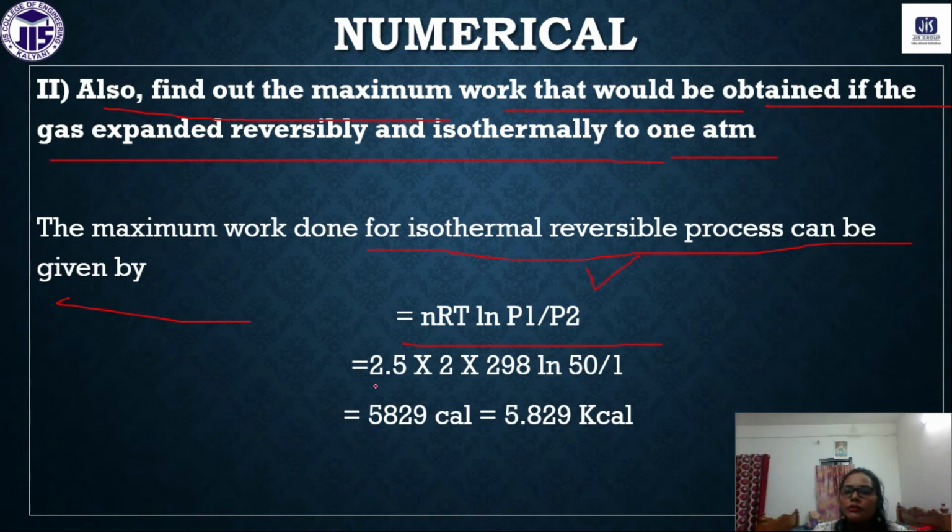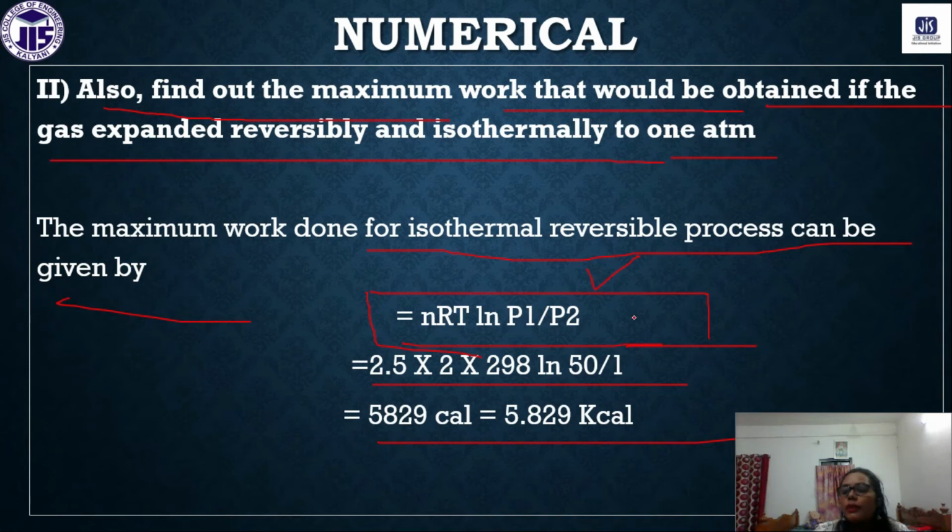So all the values are given. If we put all the values from the data, then we will get that value, that is 5.829 kilocalorie. Okay, so very simple questions, very easy to solve. Only what you have to remember, these are some equations that you have to memorize. Based on these equations you can solve the problem.